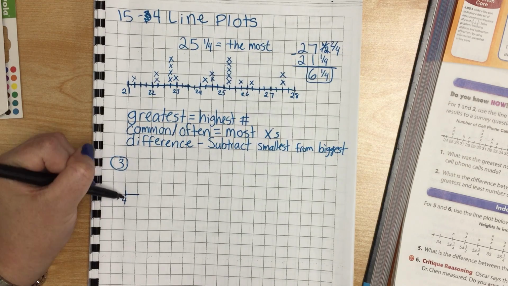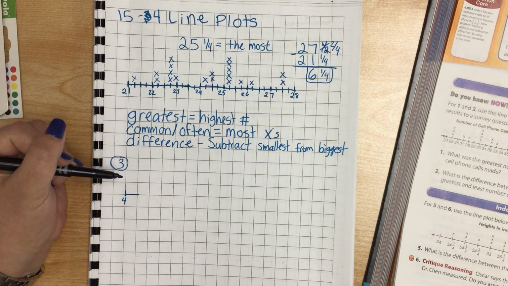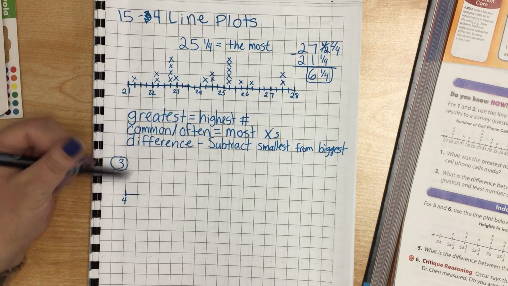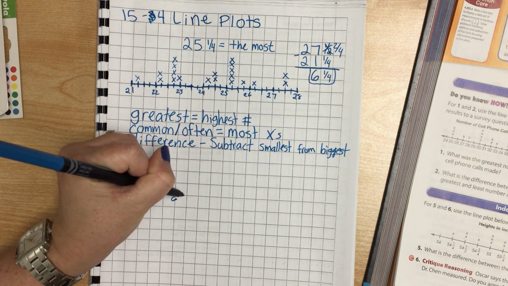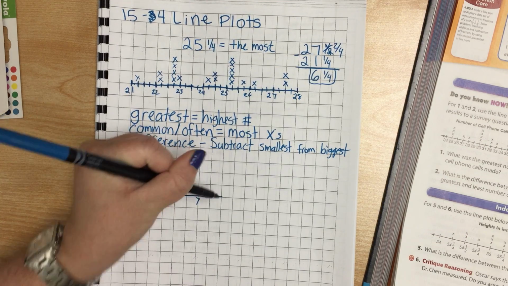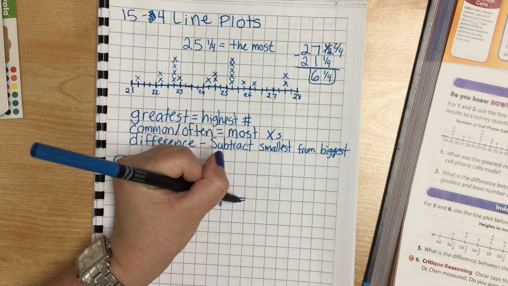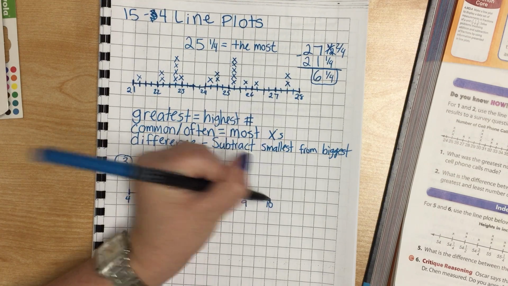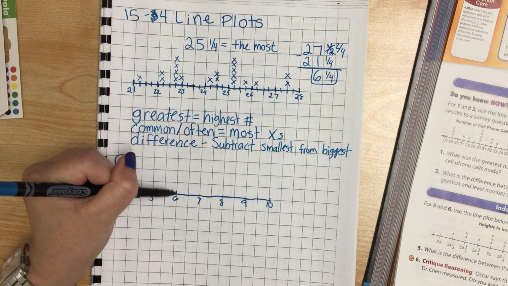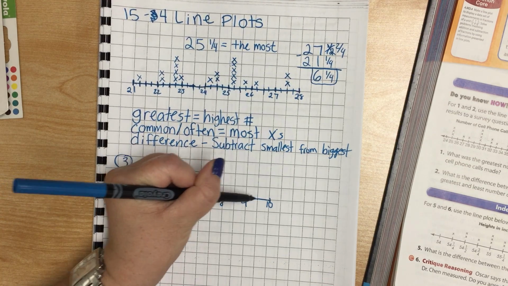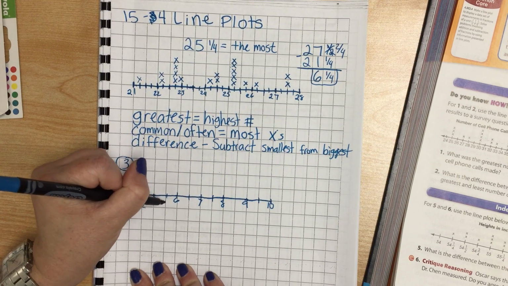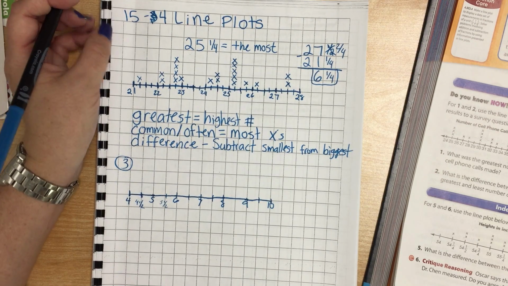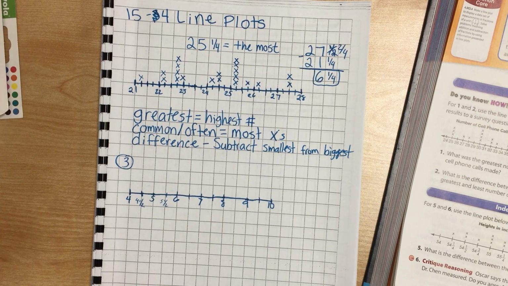Now, each line on here I'm going to do as a half mark for the sake of not squishing everything up. Nice having the grid paper. So 4, 4.5, 5, 5.5, 6, 6.5, 7, 7.5, 8, 8.5, 9, 9.5, 10. Okay? I'm going to make my marks. And if I have the space, I can add in my half parts. All right, I've got my number line set. Now I can start plotting.